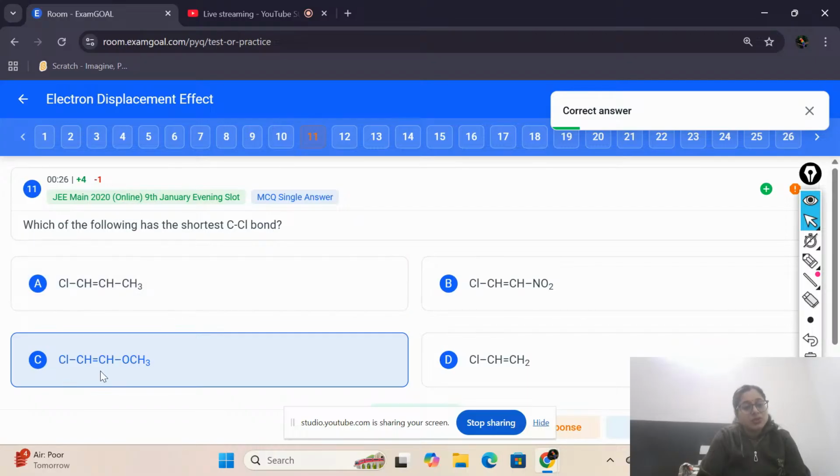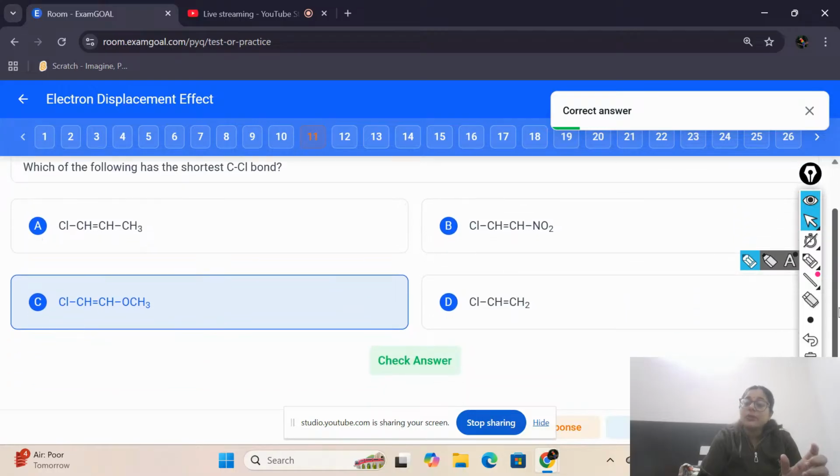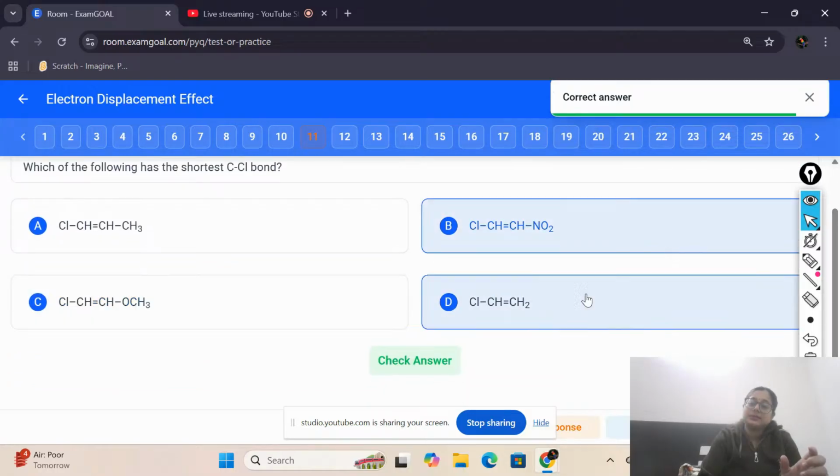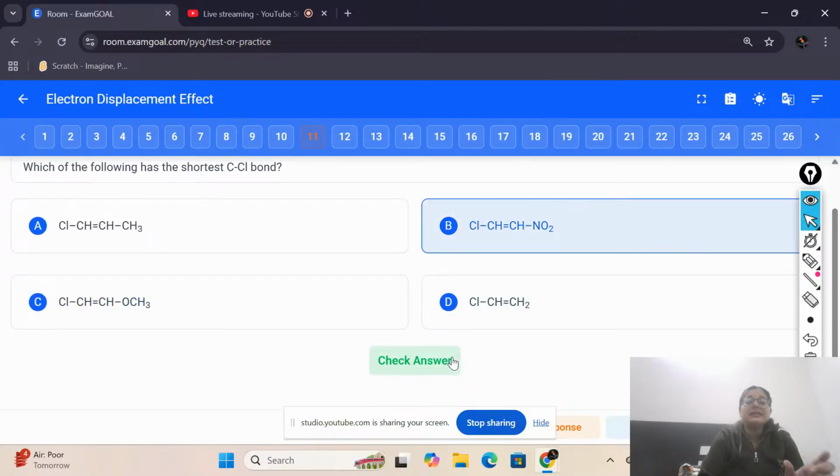Chlorine is again showing the resonance, but the O group is also showing it backward. Chlorine is showing the resonance, fine. All three are showing the resonance, but here the chlorine is showing the resonance and the nitrogen is itself getting the electron. As a result, the carbon chlorine bond is getting more partial double bond character. So option B will be the correct answer due to the minus I group.